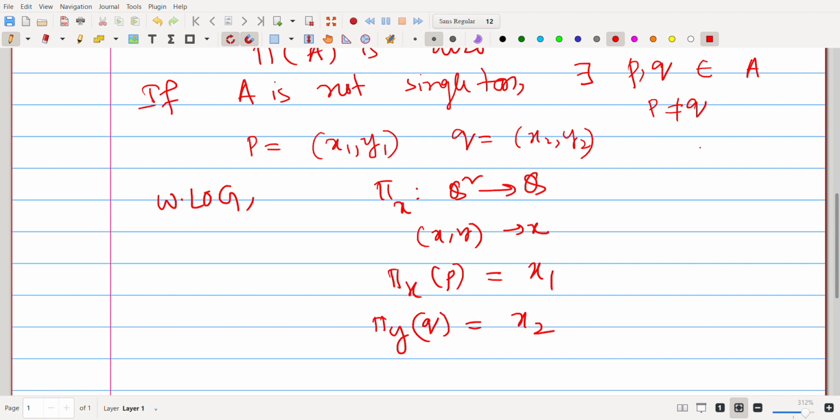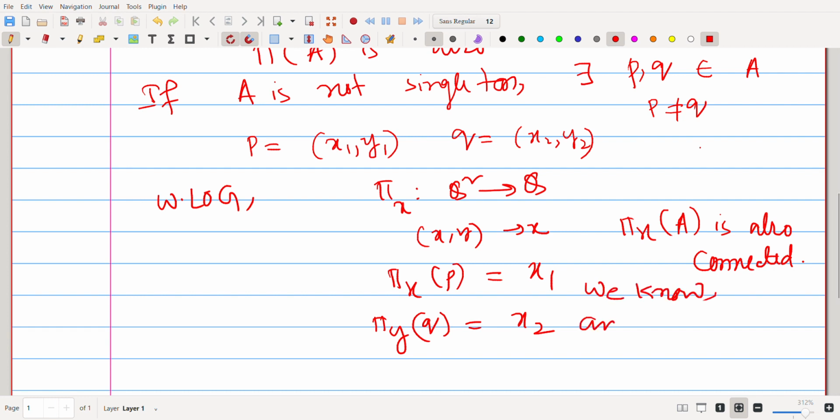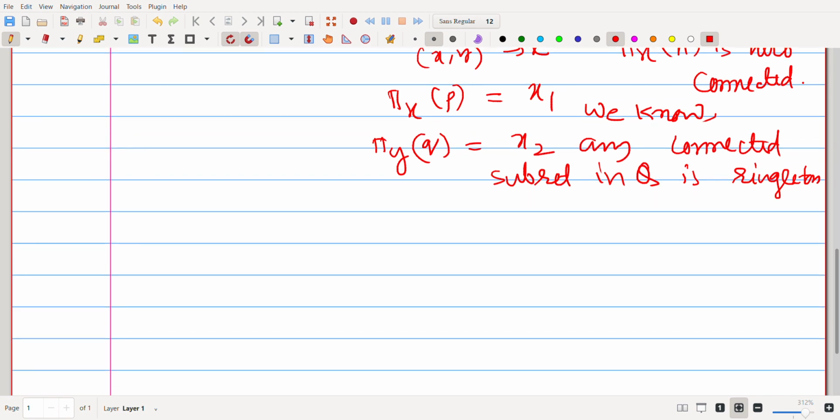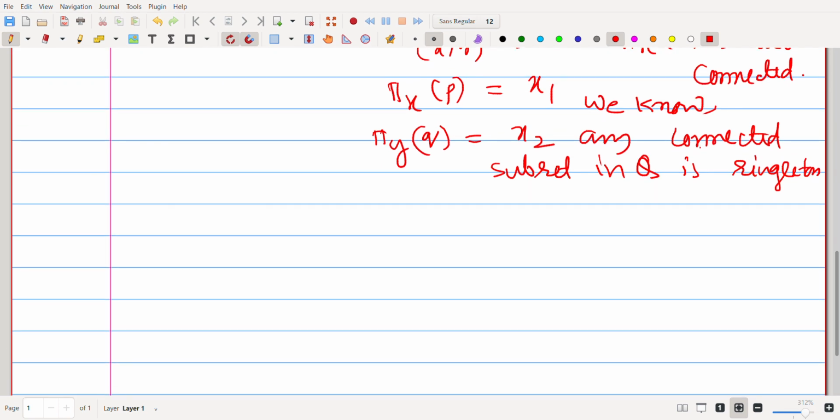And since A is connected, that means pi x of A is also connected. And any connected subset of Q is a singleton. That will imply x1 equals x2, because we know any connected subset in Q is a singleton. Why is this true? Because connected means it is an interval, right? And if you take any two points, in between there are infinitely many irrational numbers. So that's why the only connected subsets of Q are singletons, right? So hence x1 equals x2.